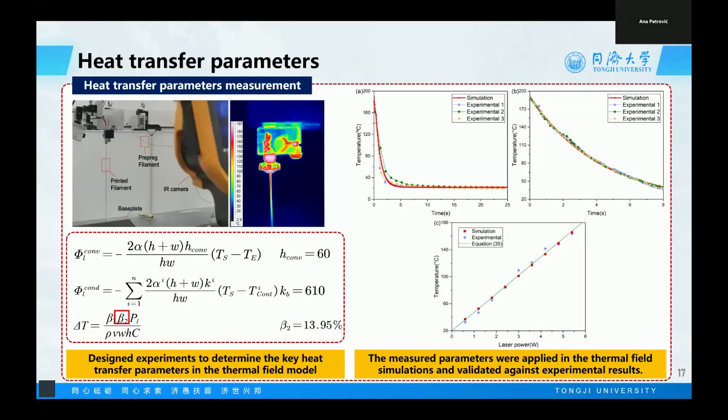And in the thermal field model validations, we first designed the experiments to determine the key heat transfer parameters in the thermal field model. And then we used this model in the thermal field simulations and validated against the experimental result. From these figures, we can see that the simulation result is in a good agreement with the experimental results.